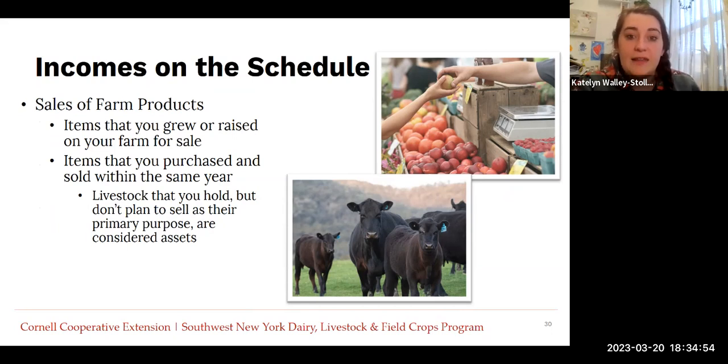If you have livestock that you hold, but you don't plan to sell them, so brood cows, right? If you're raising beef cows, for example, those aren't considered income. Having that cow, at that point, it's an asset, right? So an asset is something that you own. An income is cash that you received for something.